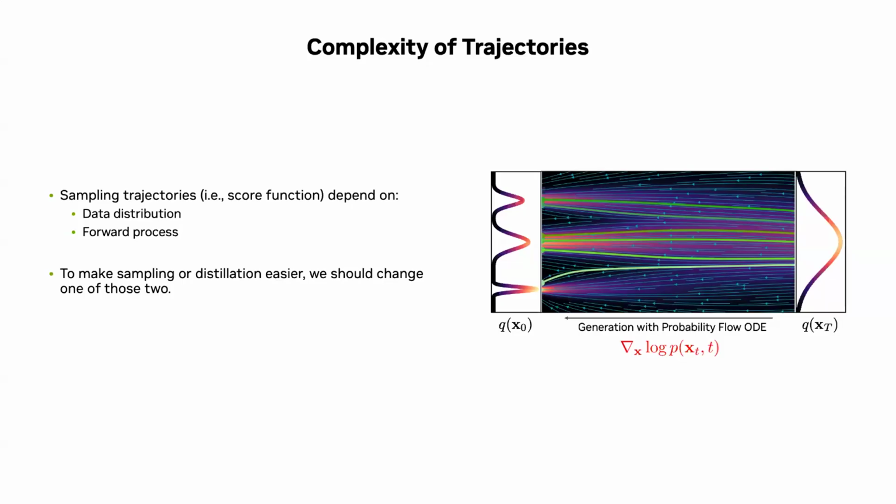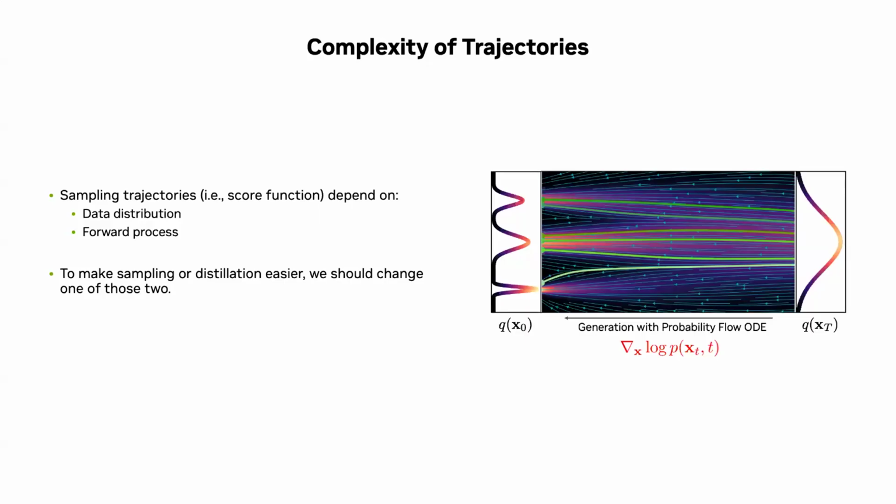So if you want to make these trajectories smooth, like straight lines, you have basically two choices. Sorry, I should say that these curvatures are a function of the score function, right? The score function that we're training. And the score function is, for every training data and forward process, fixed.